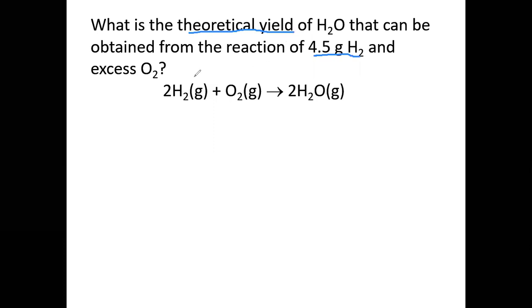So in this example, we have hydrogen gas plus oxygen gas because it's H2O. So H2O is our only product, and we want to know how much H2O can be produced if we use 4.5 grams of hydrogen gas with excess oxygen. That excess oxygen means there's more than enough oxygen to use for this reaction. So hydrogen is going to get completely consumed. And notice here it gives us 4.5 grams of hydrogen.